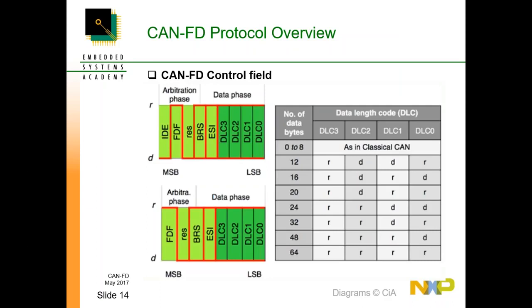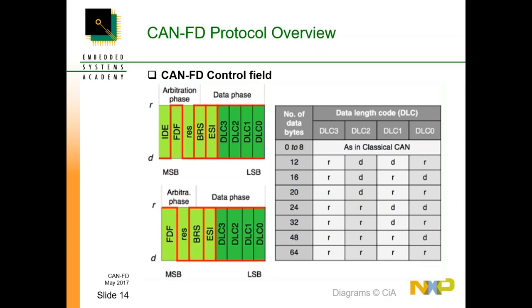The top diagram is for the control field for 11-bit identifier frames, and the bottom diagram is for 29-bit identifier frames. The control field has been changed from classical CAN to accommodate the new CAN-FD functionality. The first previously reserved bit is now used to indicate if the frame is an FD frame, and that bit is called FDF. 2 new bits have been added. BRS enables the bitrate switching, which I'll describe in a moment, and ESI indicates the error state of the transmitting node, whether it's error active or error passive.